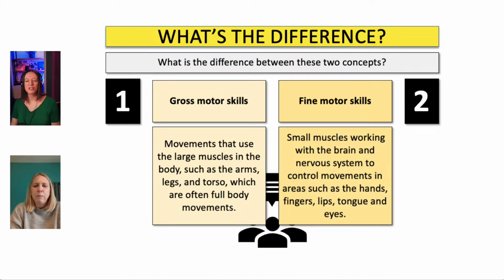Okay, fabulous. So my definition, small muscles working with the brain and the nervous system to control movements in hands, fingers, and also your lips, tongue, and eyes. Sometimes students don't realise that, but I'm using fine motor skills now to talk. So there's coordination between the fine muscles in my face. And then when I'm doing this with my hands, which I do a lot, there's coordination between my brain and the muscles in my fingers.